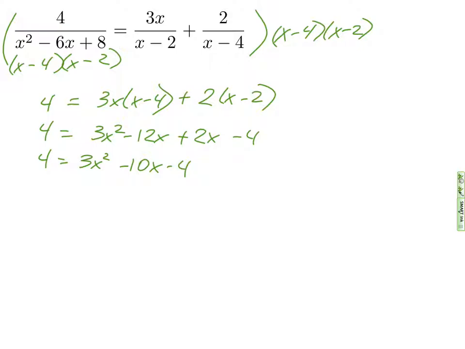Move the 4 over from the left to the right or the right to the left? Left to the right. So if I move that over, I end up with that. What told you to do that, Natasha? What tells you you're going to have to factor?